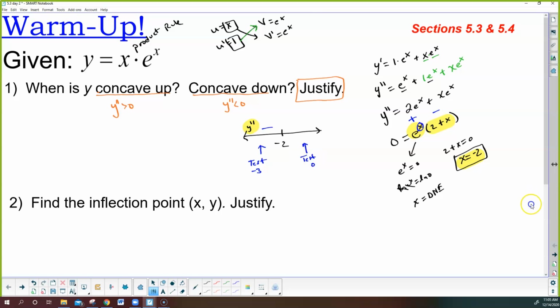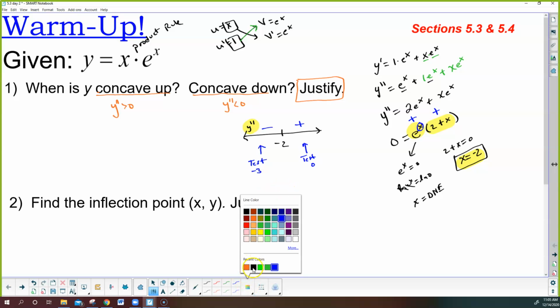Let's test 0. That is to the right of 2. So if I plug in 0 here, e to the 0 is 1. That's positive. 0 plus 2 is positive. So a positive times a positive gives me positive. Okay? Now, this sign chart is not enough work for the justification, but we do know all our answers.